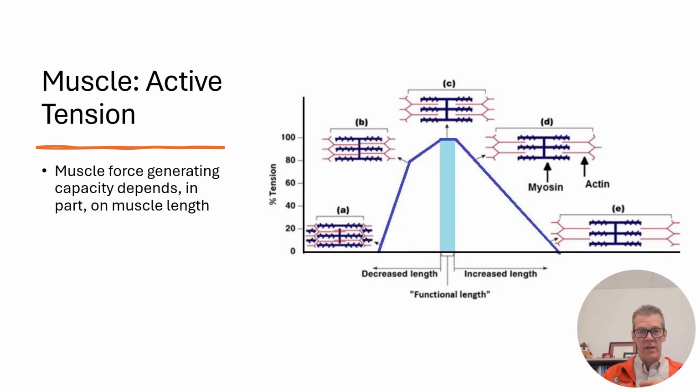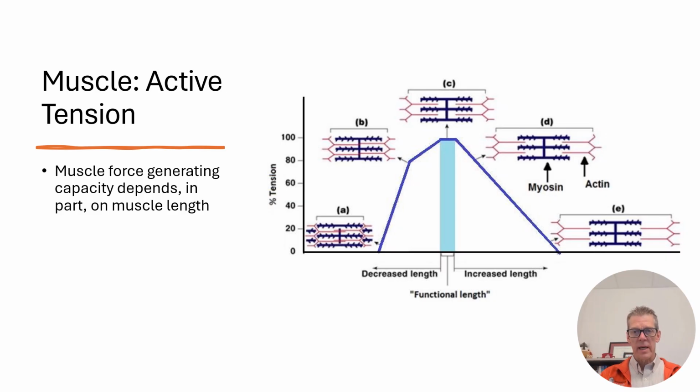And so on this y-axis here is percent tension, 100%. That's our functional length of our muscle, as represented by the functional length of the sarcomere. All right, so that's here. That's max tension because of the length between the two Z bands.